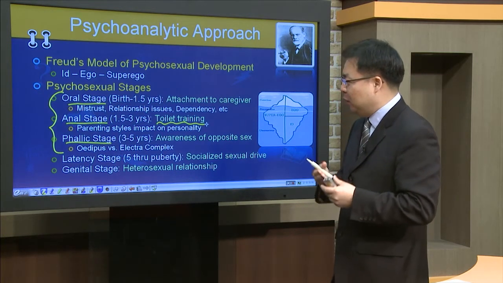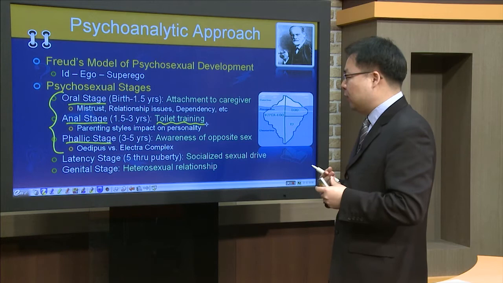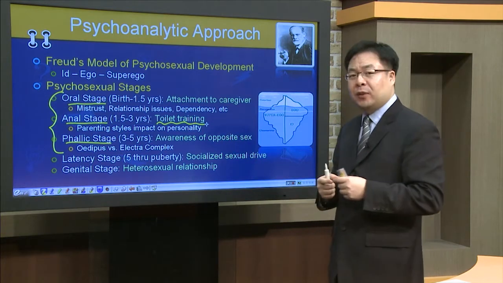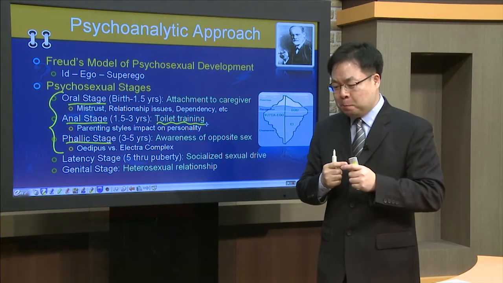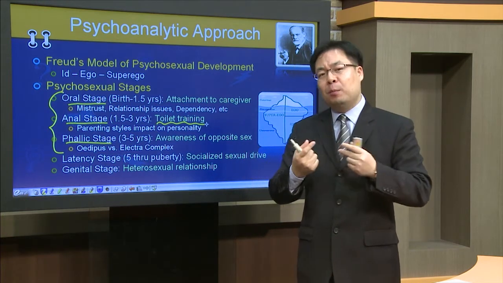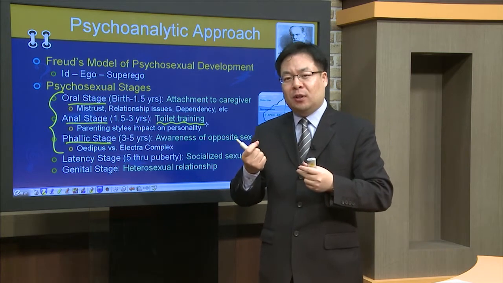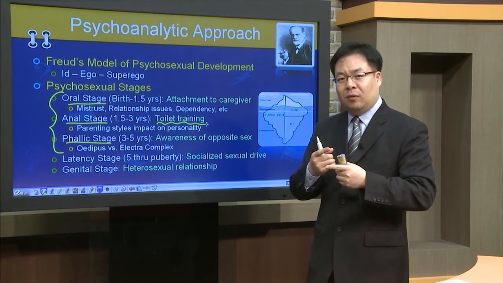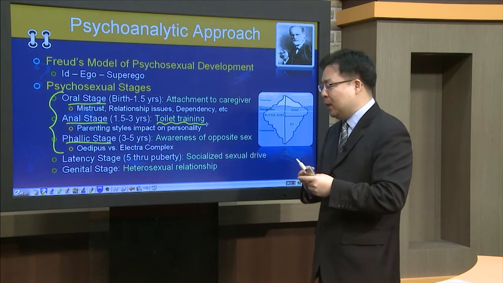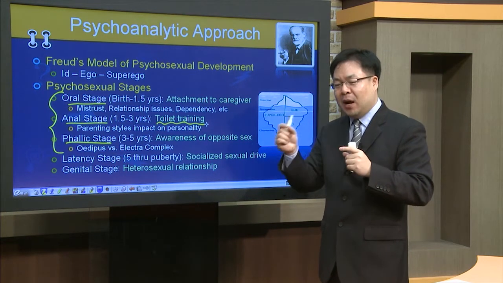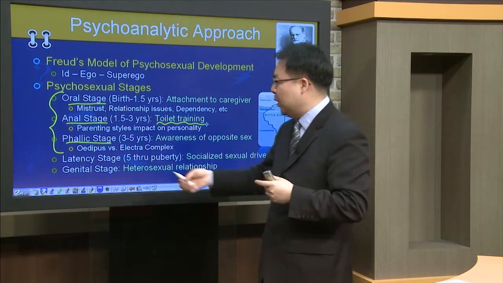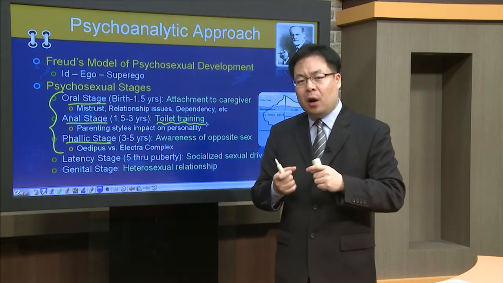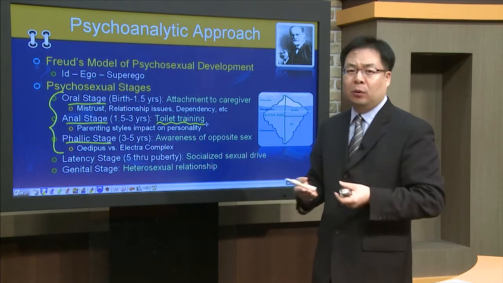That was his interpretation. And the phallic stage is the stage where they begin to identify the different sexes. So there is awareness of the opposite sex. The child is trying to identify with the same sex. For example, a boy tries to identify with the father, and then begins to be aware of the opposite sex, for example, a mommy. And in the relationship between father, mother, and child, they begin to experience the Oedipus and Electra complex.